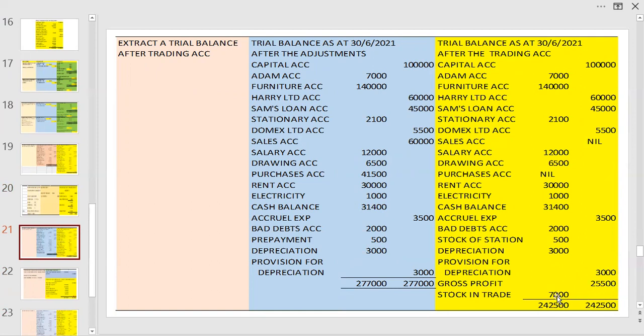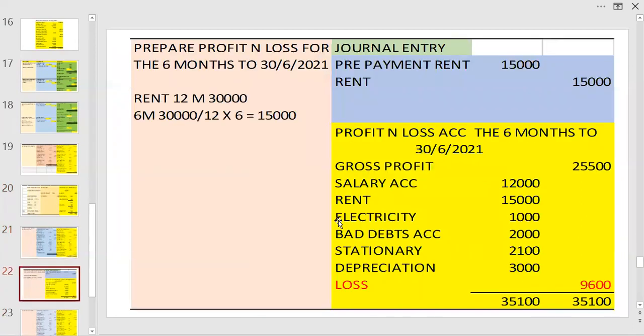Next, they wanted us to prepare a profit and loss account for the 6 months. Here an adjustment is necessary since rent has been paid for 12 months. Since the account is only for 6 months, it has to be adjusted. So the adjustment is made here by a journal entry: prepayment rent 15,000, rent account credit 15,000, thereby reducing the rent amount. Now look at the profit and loss account, and it ends up with a loss of 9,600.